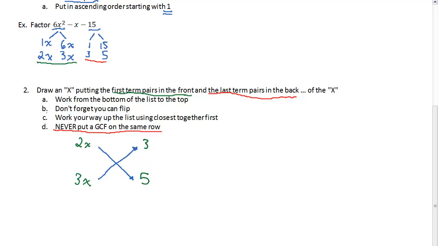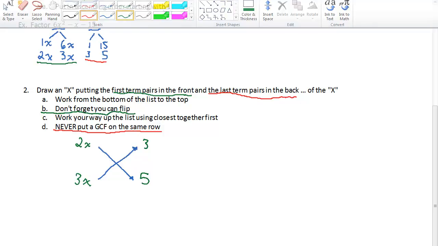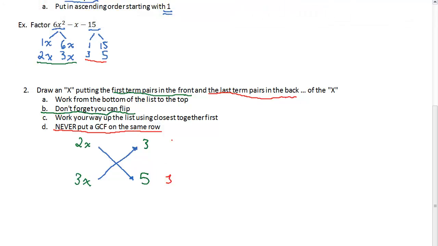Now, I do want to highlight a couple of things. Don't forget that you can flip. In this particular circumstance, I can't, or maybe I did, right? I accidentally put the 3 on the bottom and the 5 on the top, and then I realized that was a GCF, and that made me sad. So what I did was I actually flipped them, right? Because I can never put a GCF on the same line.